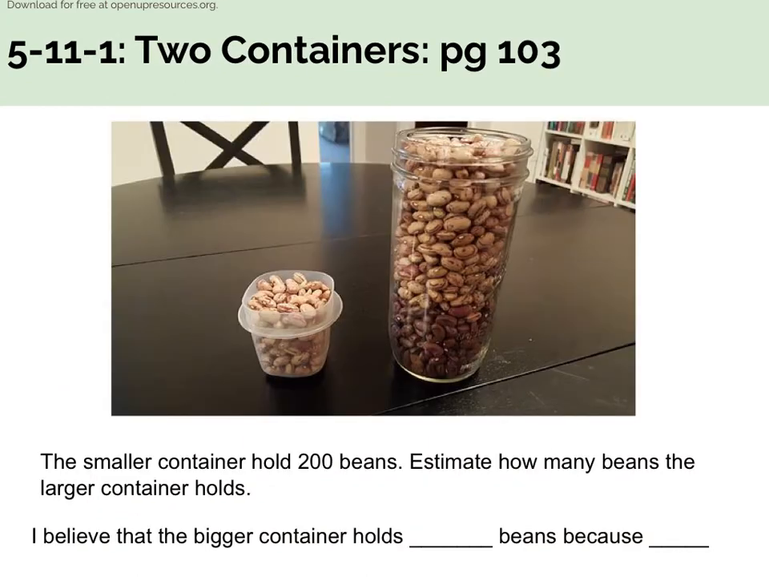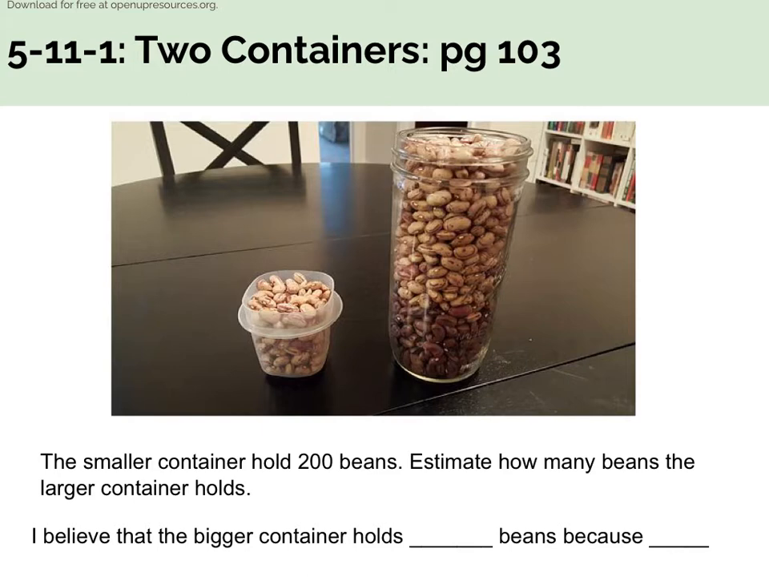All right, let's go ahead and turn to page 103. You don't have this picture, so you're going to have to look at this picture, okay? The smaller container holds about 200 beans. Estimate how many beans the larger container holds. And then you can go ahead and write the sentence, I believe that the bigger container holds blank beans because blank. So go ahead and write that sentence on page 103 about this picture. So pause, go ahead and do that, and then come back to me.